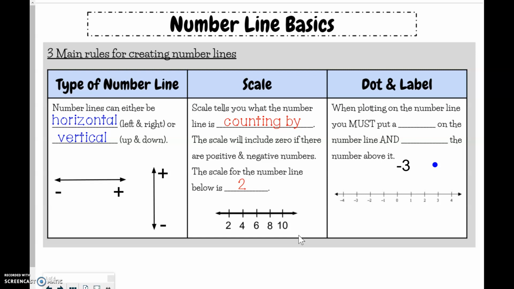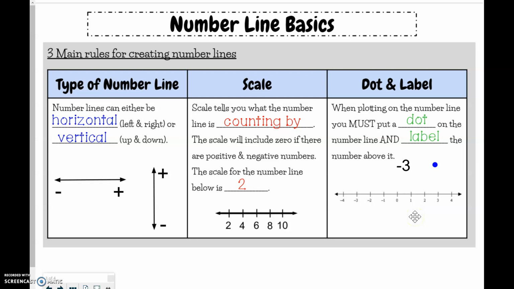The last thing to know about a number line is that when we plot numbers on the number line, you must do two things. You must put a dot on the number line and label that number above it. So we have a number line. It already has a scale on it for us. It's counting by ones, and it happens to have 0 in the middle, positives to the right, negatives to the left. It doesn't always have to look like that, but that's what ours looks like right now.